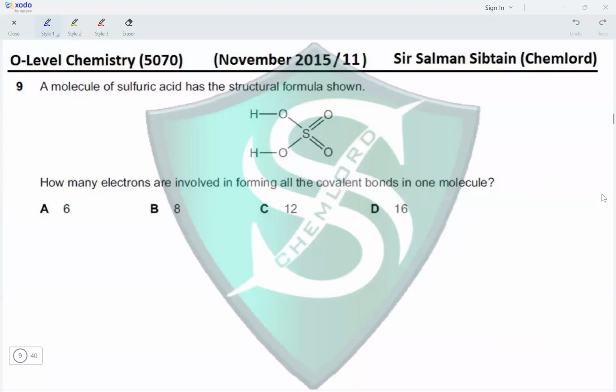Question 9. A molecule of sulfuric acid has the structural formula shown. How many electrons are involved in forming all the covalent bonds in one molecule? So, if we have single bonds present, that is formed by sharing of 2 electrons. And if we have a double bond present, it is formed by sharing of 4 electrons. So, let's count 2 for this single bond, 2 for this single bond, 2 for this single bond, 2 for this single bond, 4 for this double bond, and 4 for this double bond. So in total, 2, 4, 6, 8, 12, and 16. So a total of 16 electrons are involved in forming all the covalent bonds in one molecule of sulfuric acid, making option D the correct option for this question.